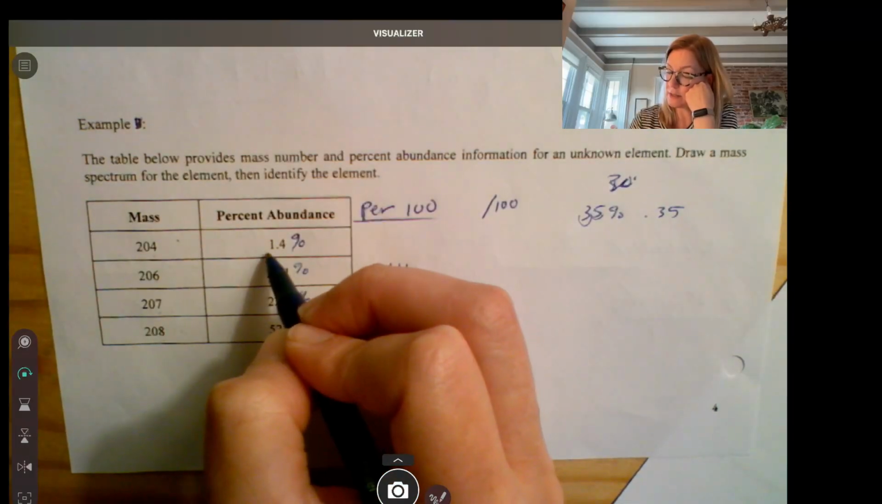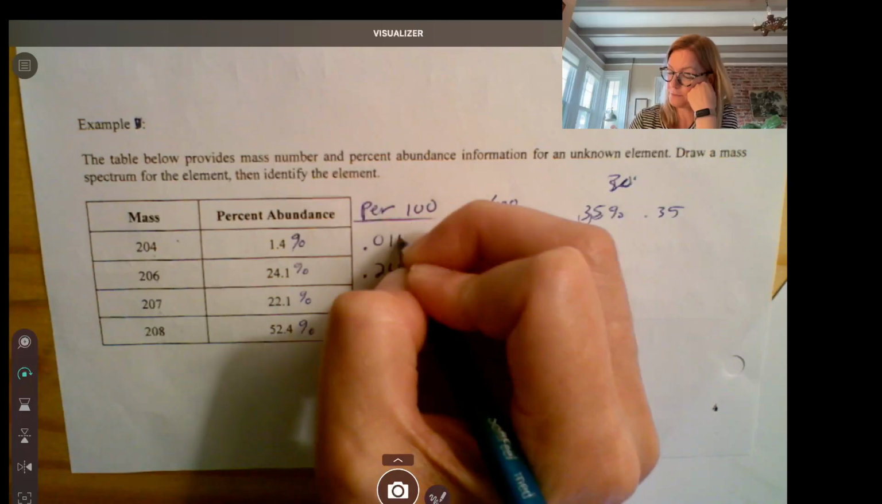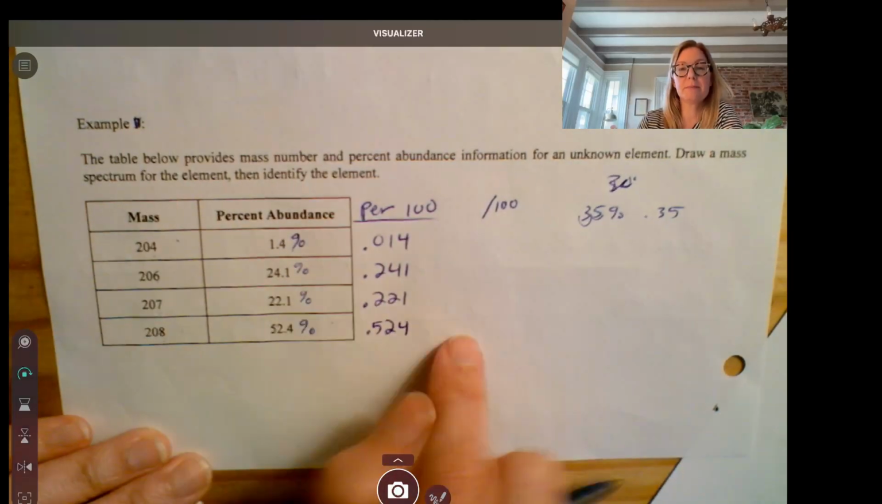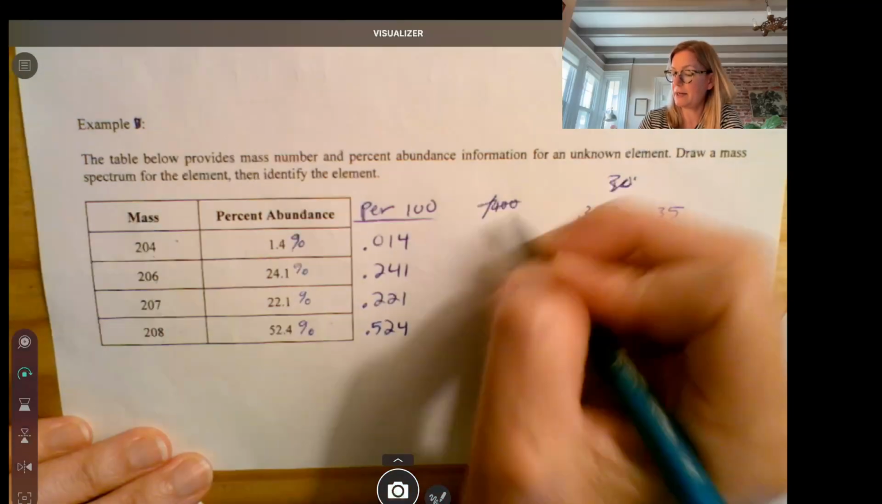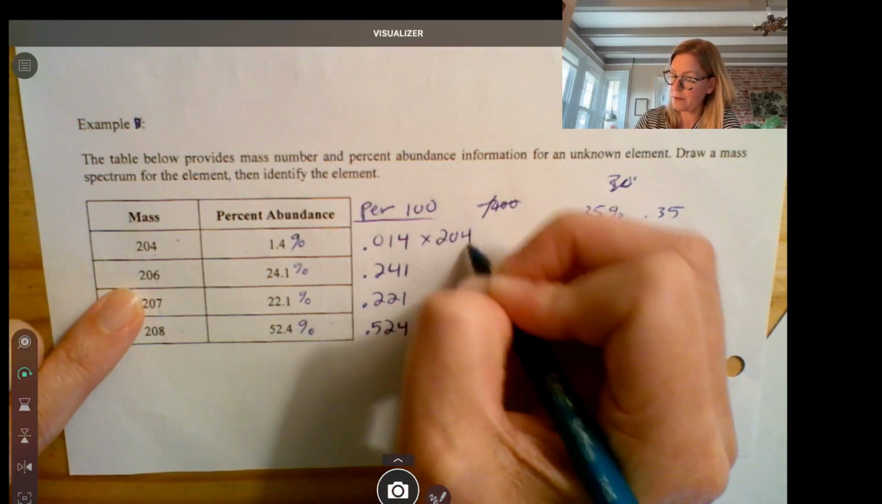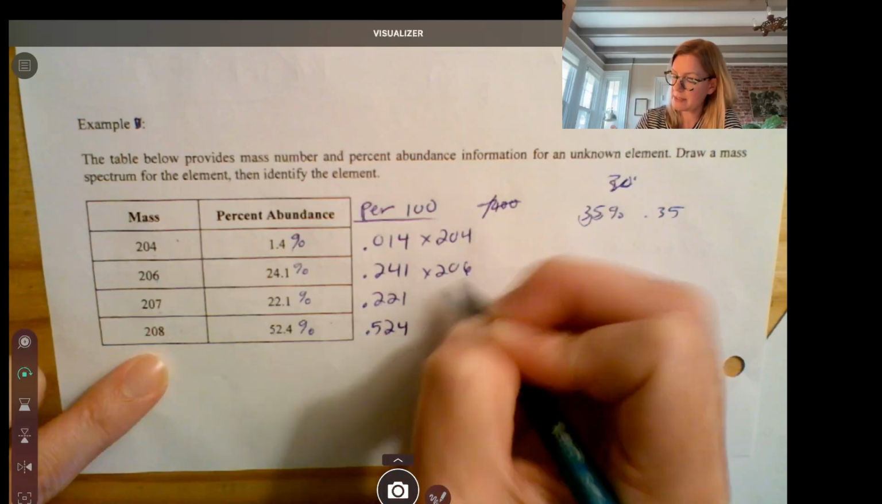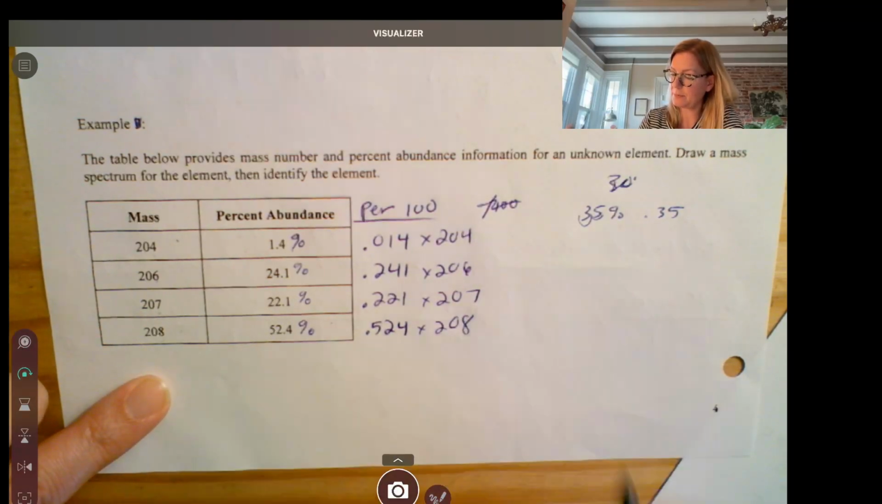And this one, watch out, it would not be 0.14 if that's 14%. It would be 0.014. Okay, so we're converting the percents to decimals, and then we're multiplying each percent by the mass. So this is times 204, times 206, times 207, times 208, okay?